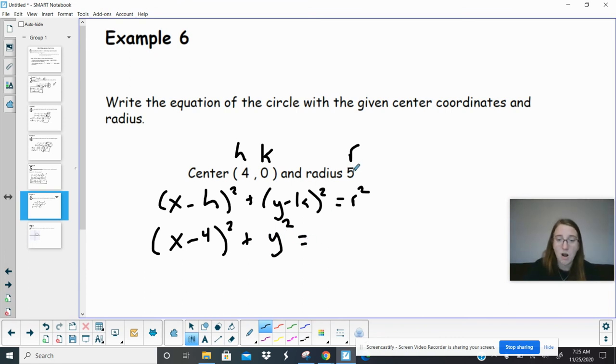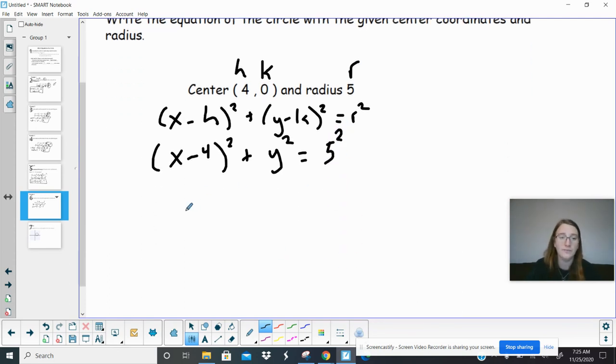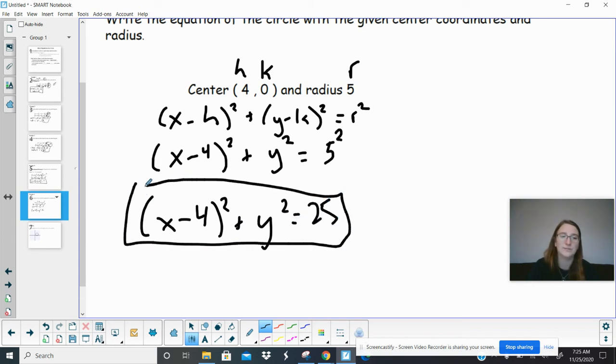And then my r is 5, but it needs to be squared. That's a very common mistake to forget that. So I'm going to rewrite this one more time with squaring that 5, which is going to be 25. And there's my final answer. So not terribly difficult. You just want to go very carefully, guys.